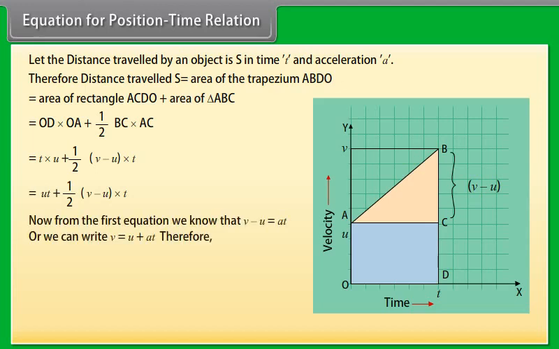Now from the first equation we know that v minus u is equal to at, or we can write v is equal to u plus at. Therefore, s is equal to ut plus 1/2 at square. This is the second equation of motion.